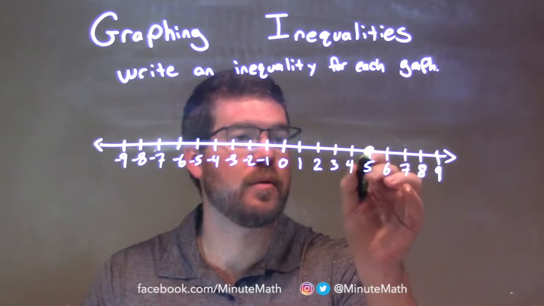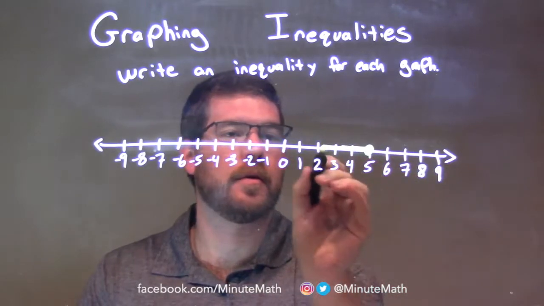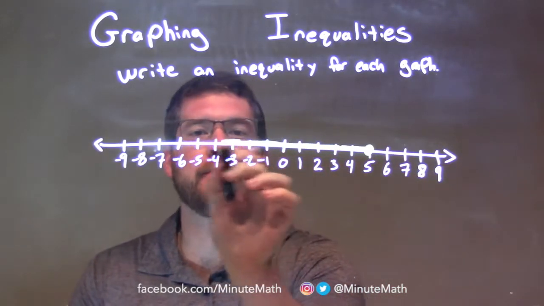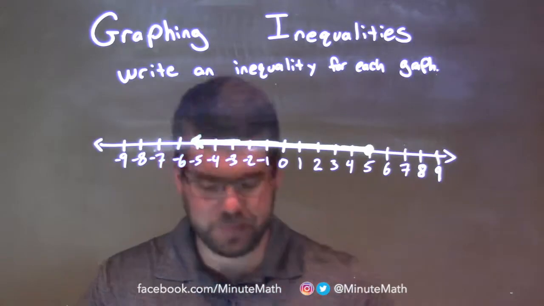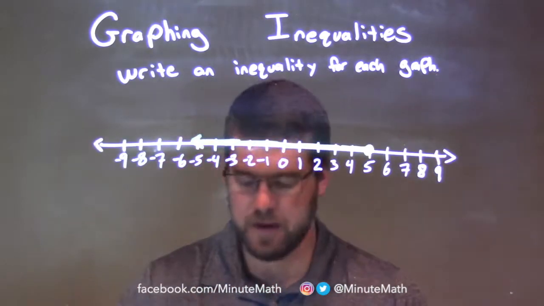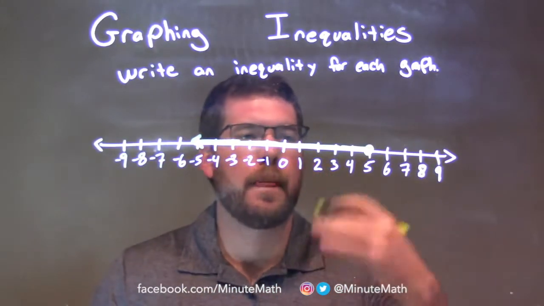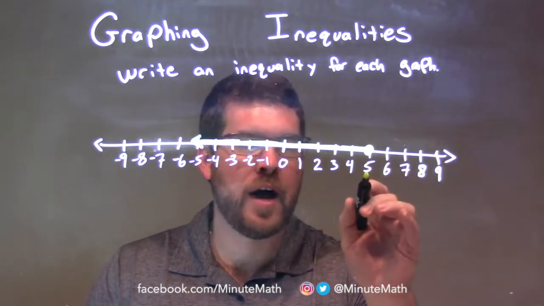We got a little thing right there. This is what our graph is, and it goes on forever. So the main thing I'm looking at here is that at 5 we have a closed circle.